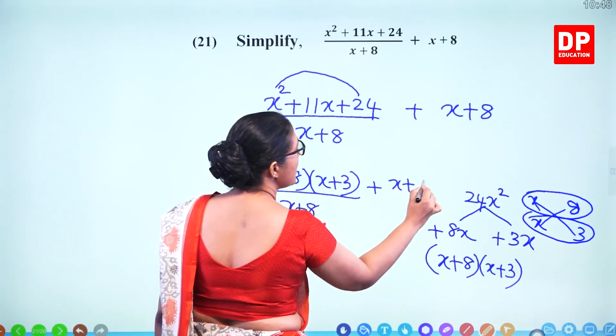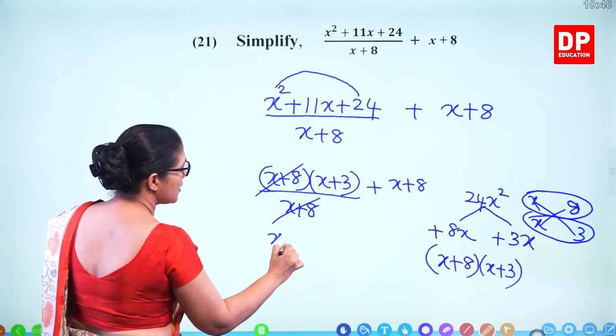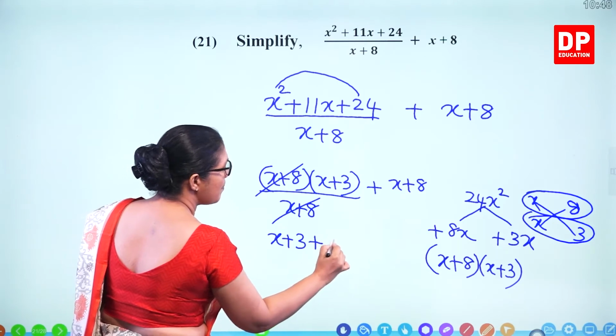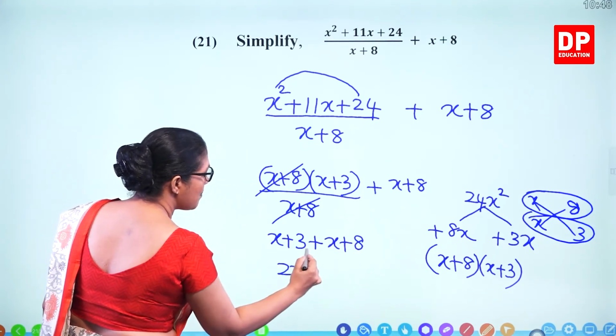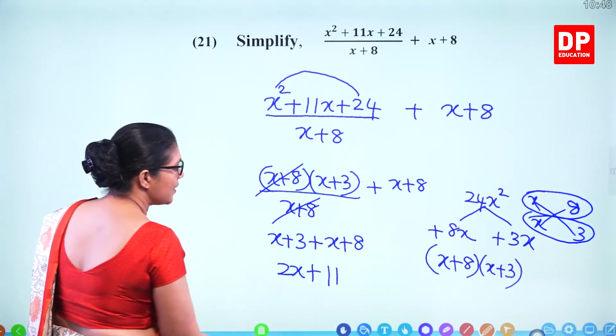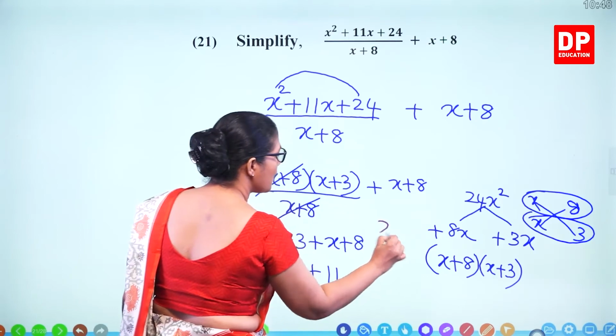Plus x plus 8. Now, can you see? x plus 8 gets cancelled out. What's the final answer? x plus 3 plus x plus 8. x and x becomes 2x. 8 plus 3? 11. 2x plus 11. So, 2 marks for that.